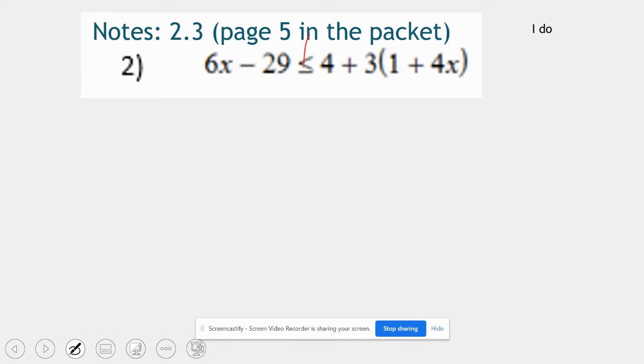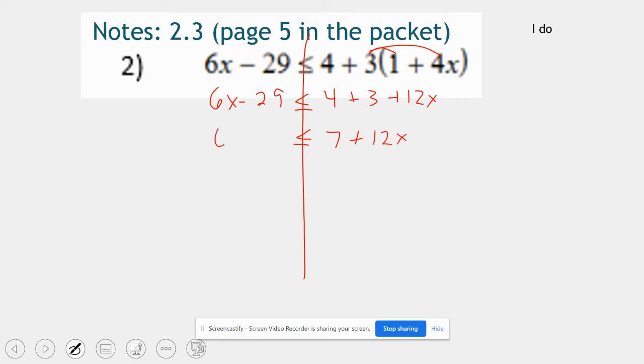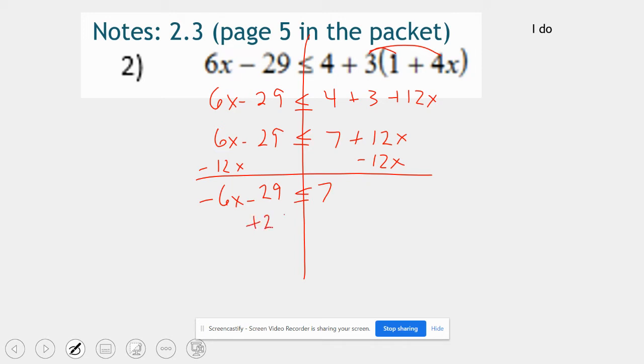Second one here, a little bit to do on the one side. The other side is fine, so I'm going to leave it, bring it down. And I'm going to distribute first, following my order of operations. Combine like terms. We don't want to start solving until we have just a variable term and a constant term at least. Moving the variables to the left now, so minus 12x. Get the 29 out of there.